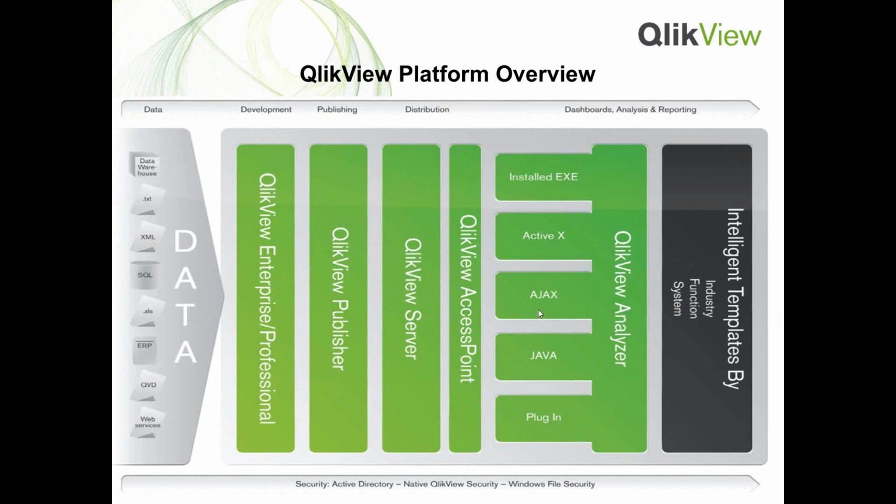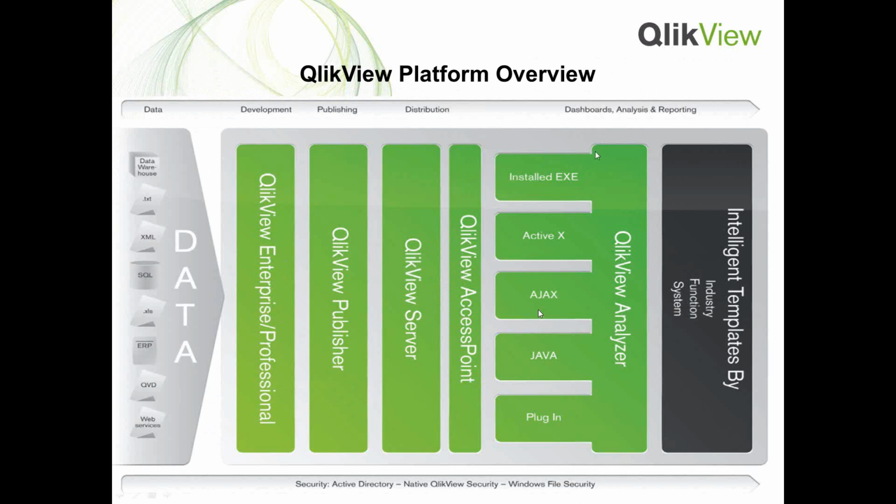So the development happens in the QlikView desktop. Then through QlikView Publisher we will publish the file to the user. The distribution and publishing is actually done by the publisher itself. The QlikView server and the access point work together to give the client server interface to the end user. On the QlikView access point also, there are a number of ways that you can view your dashboards.